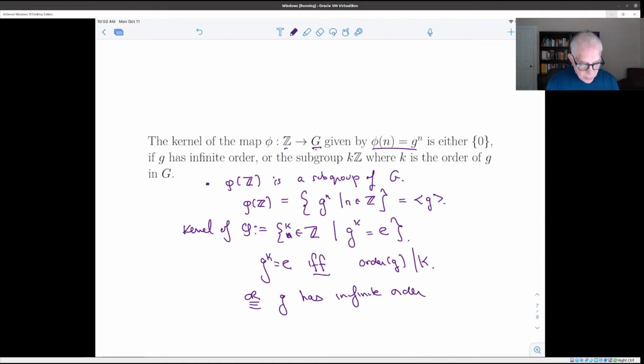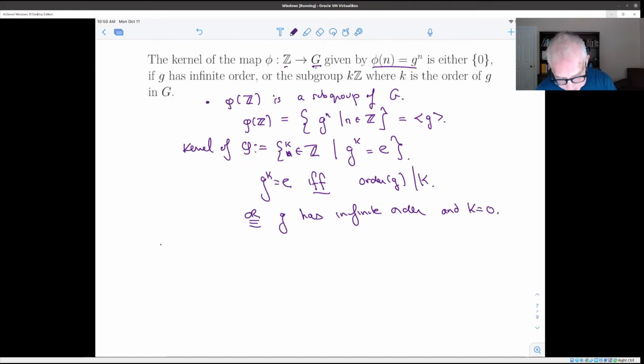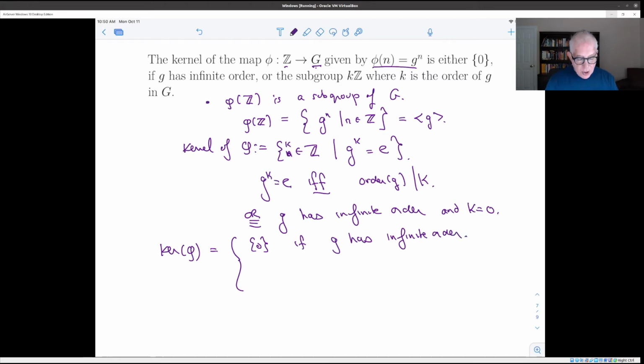And if g has infinite order, that means that these powers are all different, and the only time that you get g to the k equals e is when k is 0. So the kernel of this map is either 0 if g has infinite order, or it's precisely the multiples of the order of g.